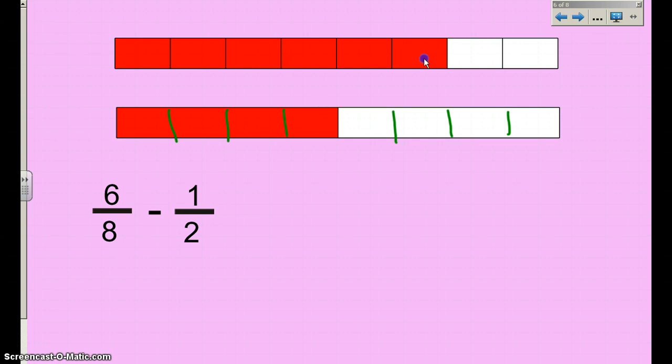So this is 6/8 on the top, and I'm going to take away 1/2. This is 1/2, but the equivalent fraction is 1, 2, 3, 4 out of 8. Those are equivalent. So I'm going to change 1/2 to 4/8 because I used my model and saw that those are equivalent. Now, we're subtracting 6 minus 4. So I'm starting out with 6 and taking away.